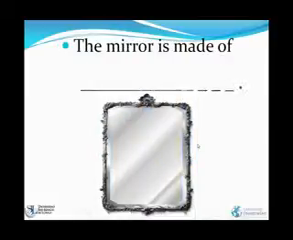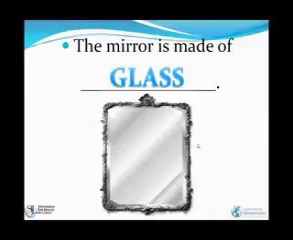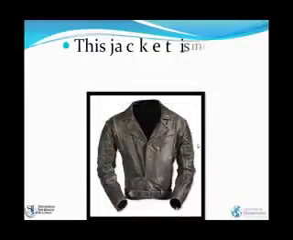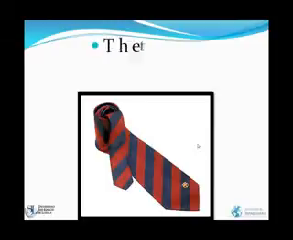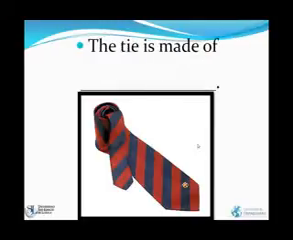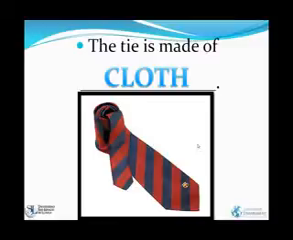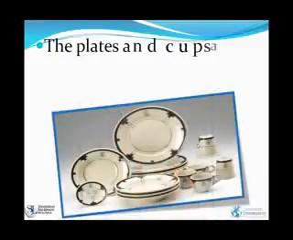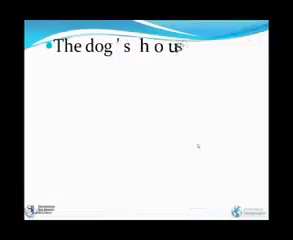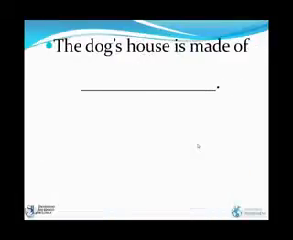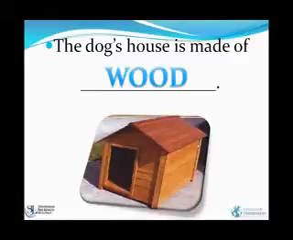The mirror is made of glass. This jacket is made of leather. The tie is made of cloth. The plates and cups are made of china. And the dog's house is made of wood. As you could see, objects are made of different materials.